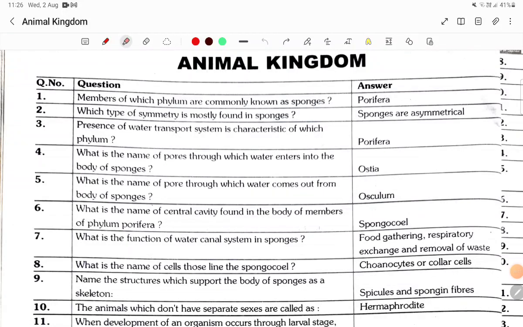ख़त्म करने वाले हैं एनिमल किंगडम 100 क्वेश्चंस में। आज हम ये पूरे चैप्टर को फिनिश करेंगे। एनसीईआरटी की सारी लाइंस और डायग्राम्स इन क्वेश्चंस में इंक्लूडेड हैं, तो चलिए स्टार्ट करते हैं। मेंबर्स ऑफ विच फाइलम आर कॉमनली नोन एज स्पॉन्जेस? सो आंसर इज फाइलम पोरीफेरा। क्वेश्चन नंबर टू, विच टाइप ऑफ सिमेट्री इज मोस्टली फाउंड इन स्पॉन्जेस?